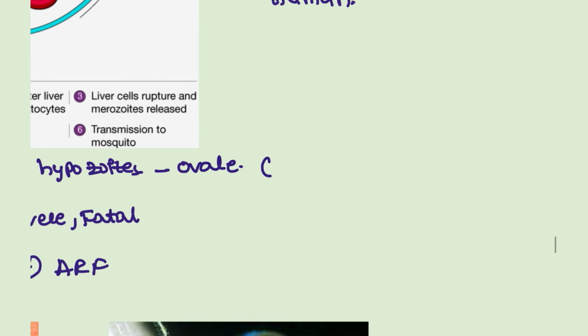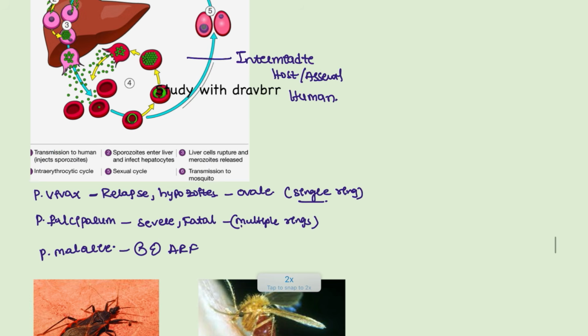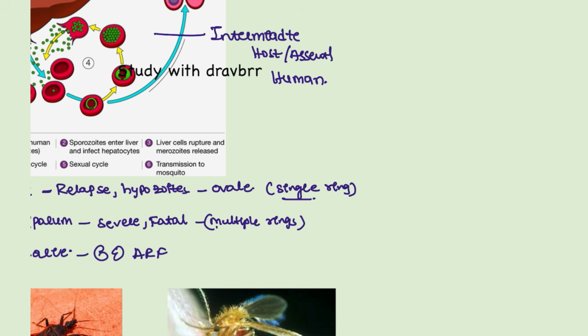And if you only see a single ring, that is vivax, and if you see multiple rings, that is falciparum. Right, this is how we are going to treat these patients.